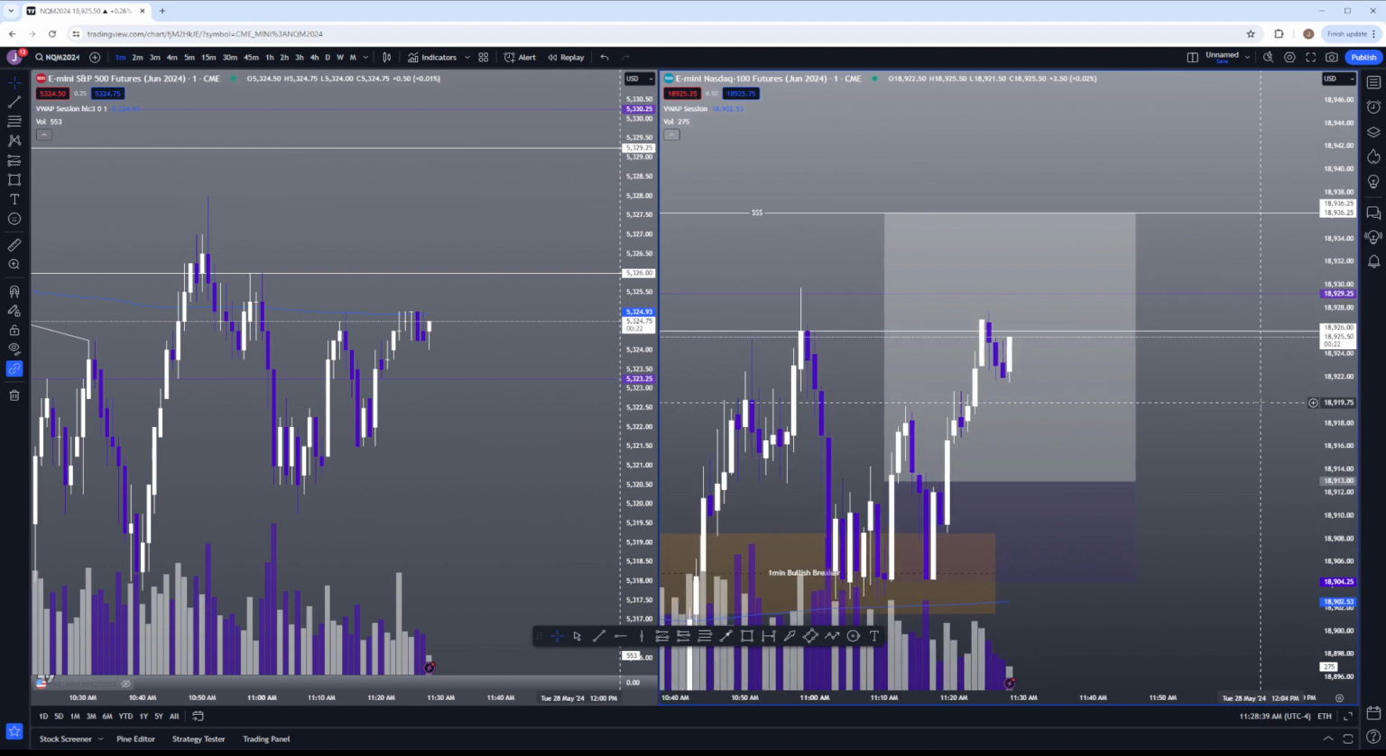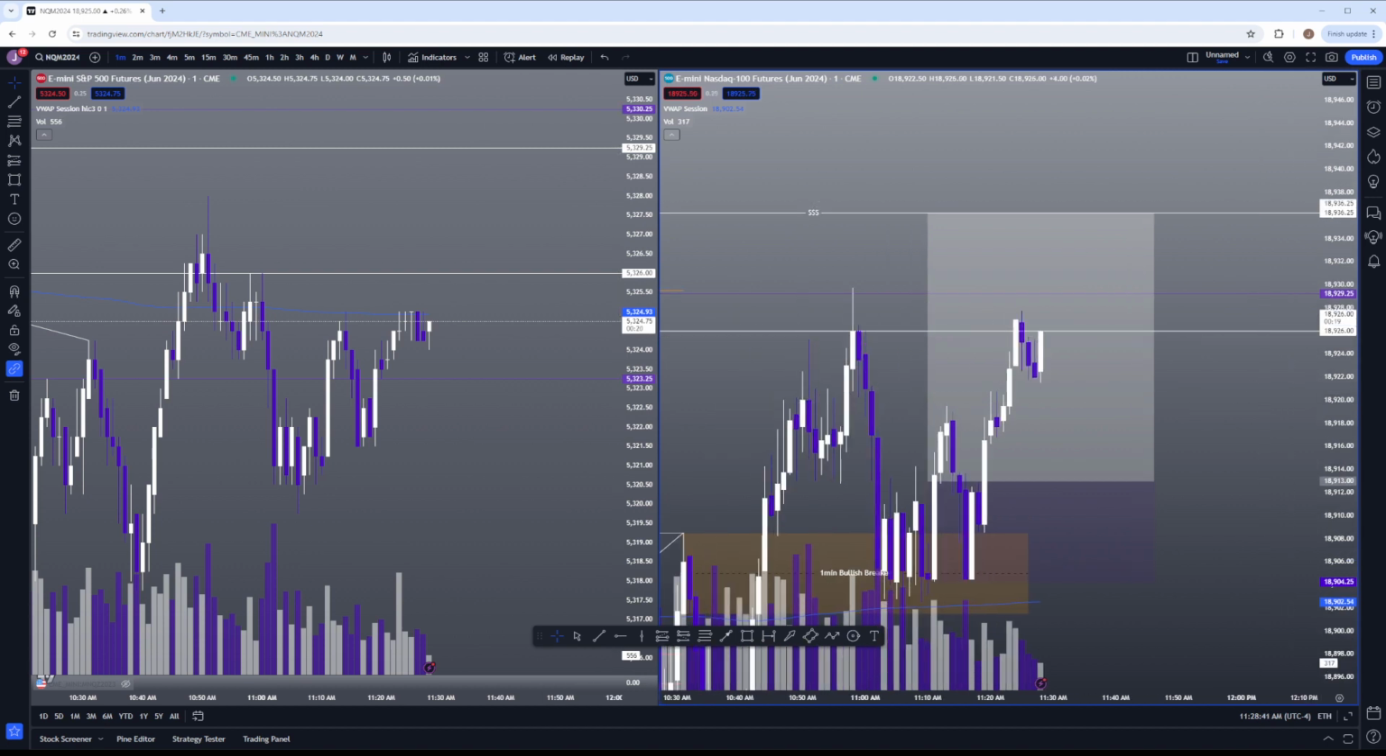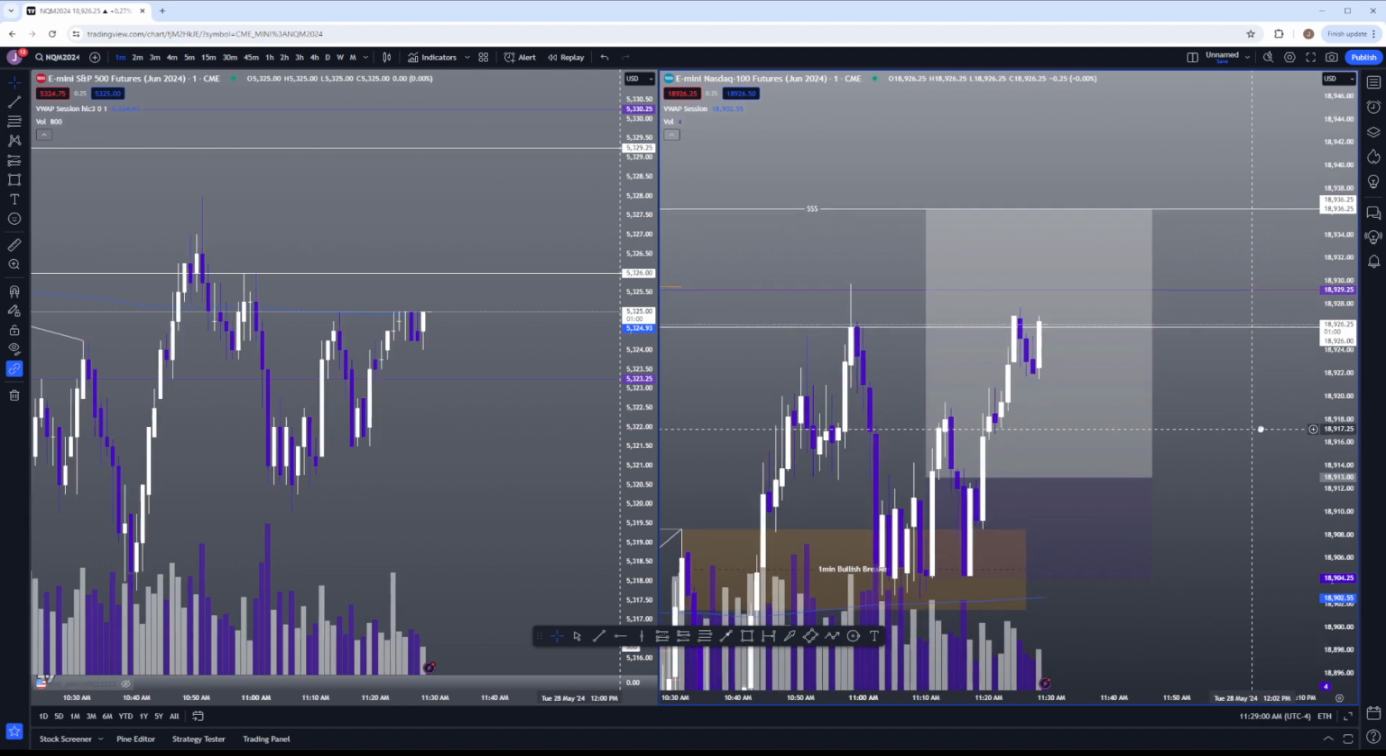Still holding this one. See if we can pump through. And if we stall again, I'll just take profit and move my stop to break even. 1 minute candle is looking pretty nice. Let's see if we can push through to our first TP here.